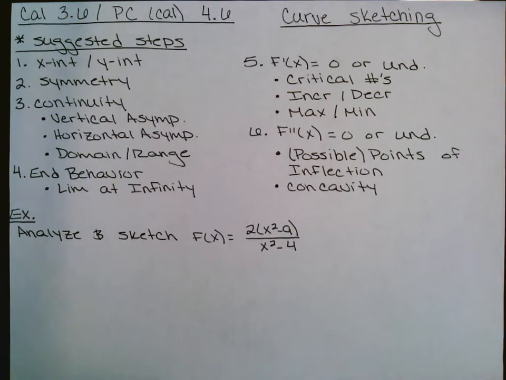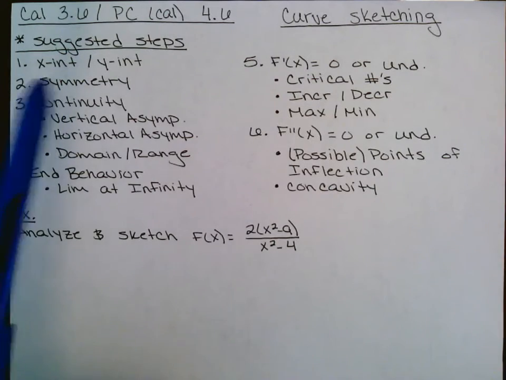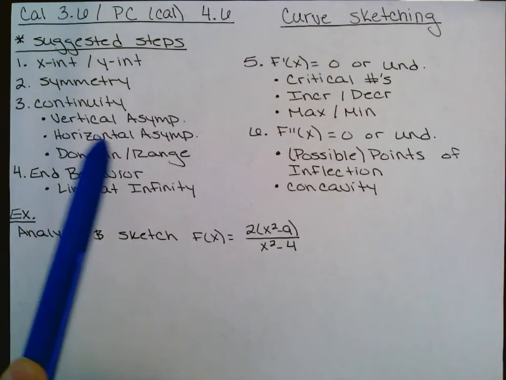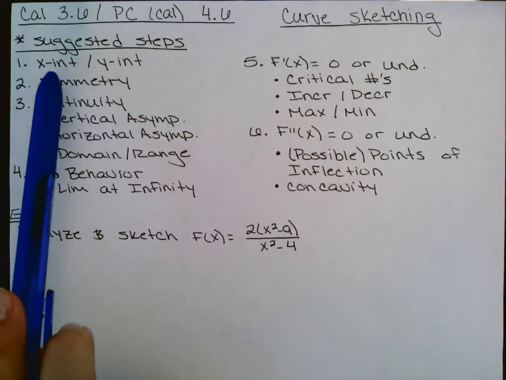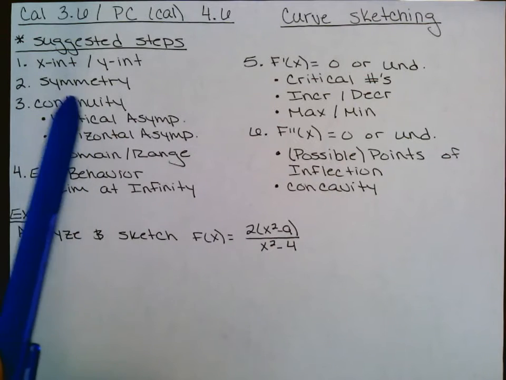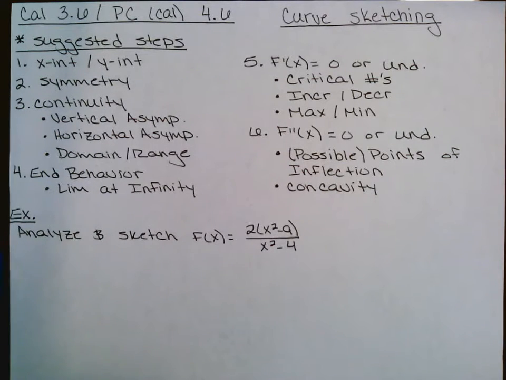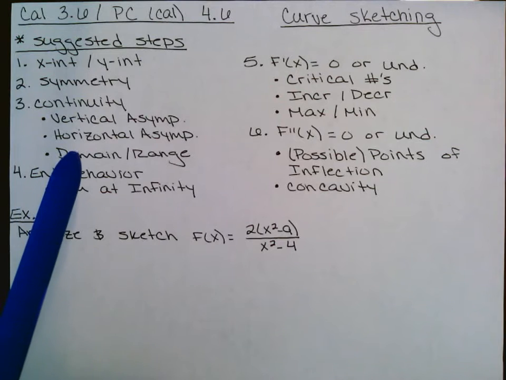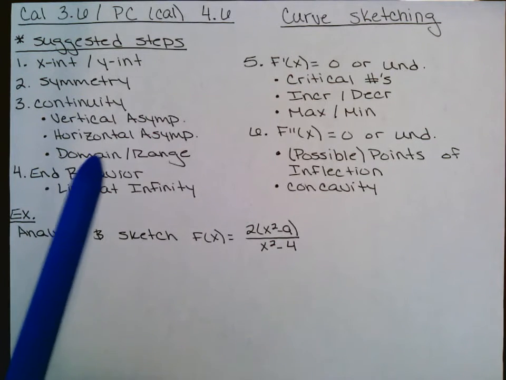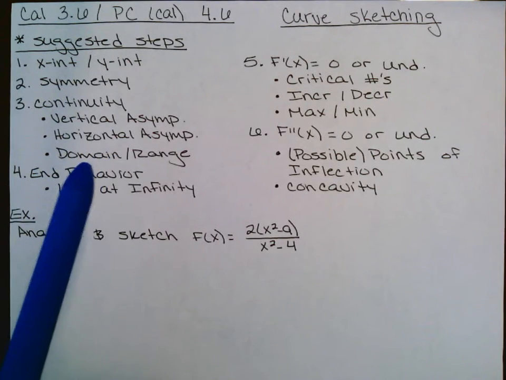Okay? So first, even going back since algebra 2 is where the majority of these first steps come from, and then from 4 on, the second half is more calculus. Okay, so step 1, x and y intercept. Step 2 is finding the symmetry of the function. Step 3 is looking at the continuity, meaning checking if it has any vertical or horizontal asymptotes, and checking if the domain and range gets split at any point with holes or jumps.